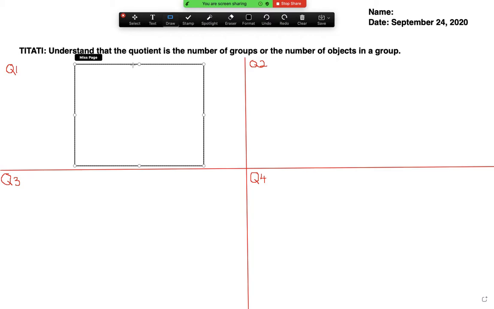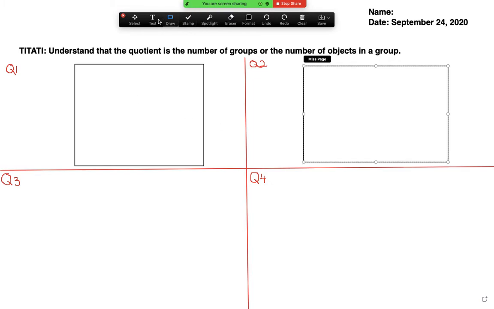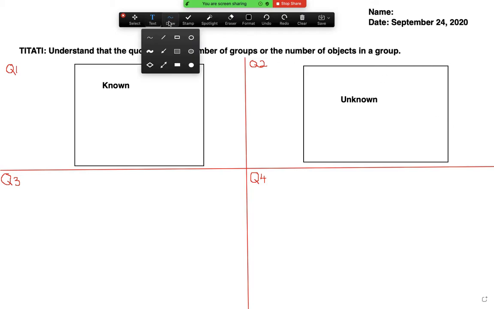Okay, and today we don't have a key vocabulary actually, so we are going to go ahead and practice our known and unknown again. So go ahead and write known, go ahead and write unknown. That's going to be on the outside of your post-it note. On the inside, we're going to draw a picture.